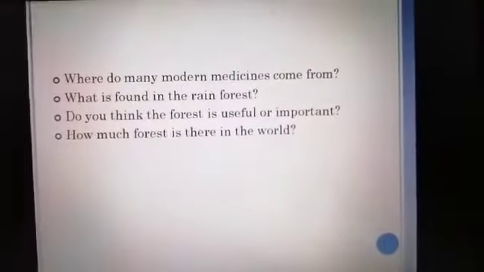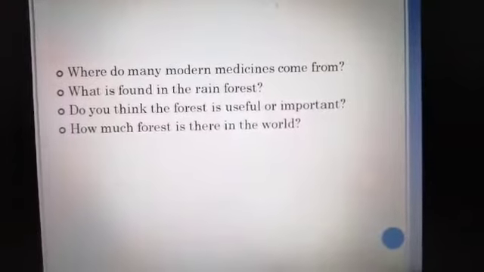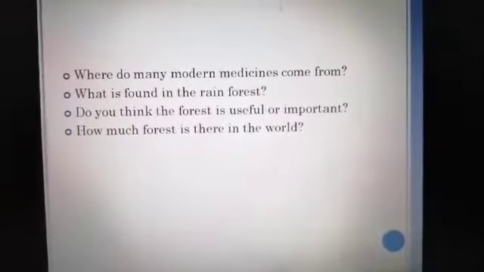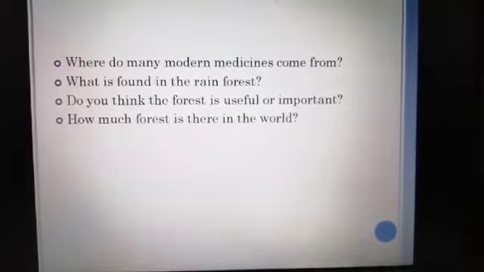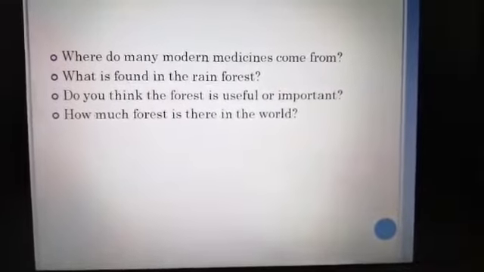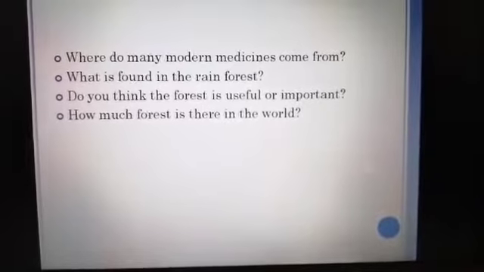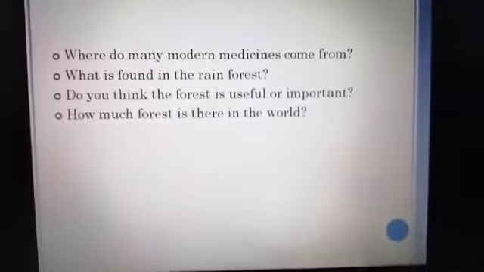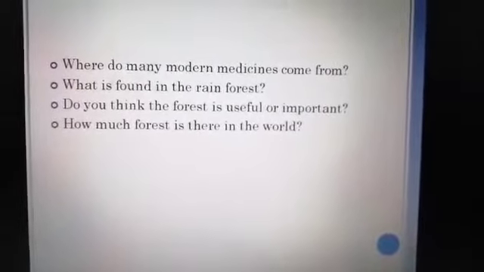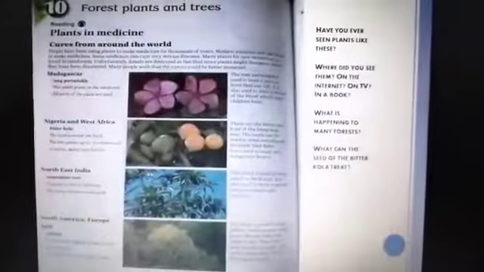Okay, let's move to the next slide. Before you read the lesson, I want you to think about these questions. Where do many modern medicine come from? What's found in the rainforest? Do you think the rainforest is useful or important? And how much forest is there in the world? Think about these questions before you read the text.